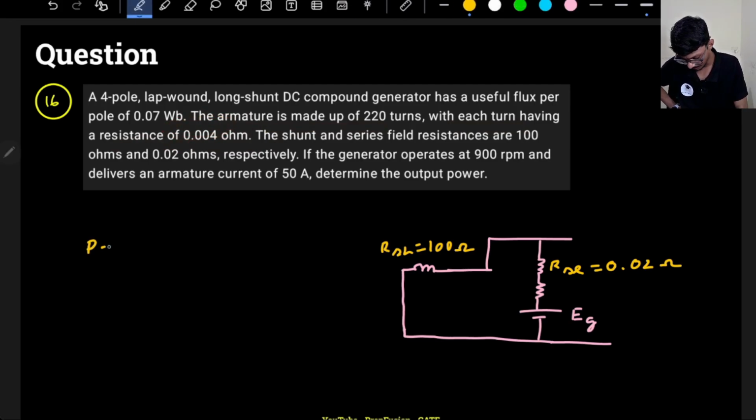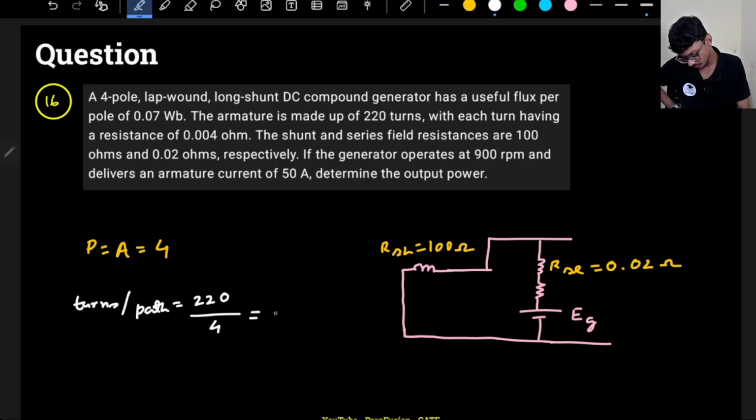So what is the number of parallel paths? The number of parallel paths is equal to 4 because it is a 4-pole machine. The armature is made up of 220 turns, so how many turns are there in each parallel path? Turns per path will be the total number of turns, 220, divided by the number of parallel paths, that is 4. So this will be 55 turns per path.